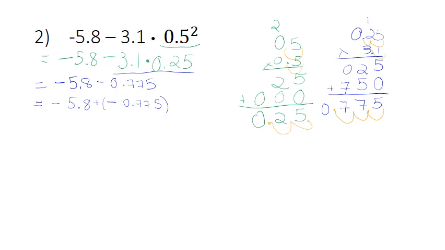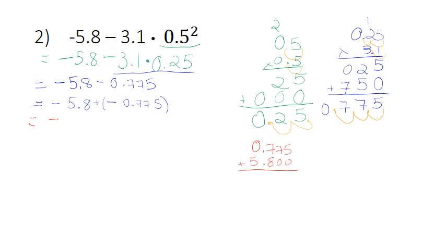Okay, here I'm adding two decimals with the same sign. So remember, same signs, we're going to add them and keep the sign. So in this situation, my sign for my final answer is going to be negative because both of these are negative. And then I need to find the sum of these two numbers. So I'm going to add 0.775 plus 5.8.